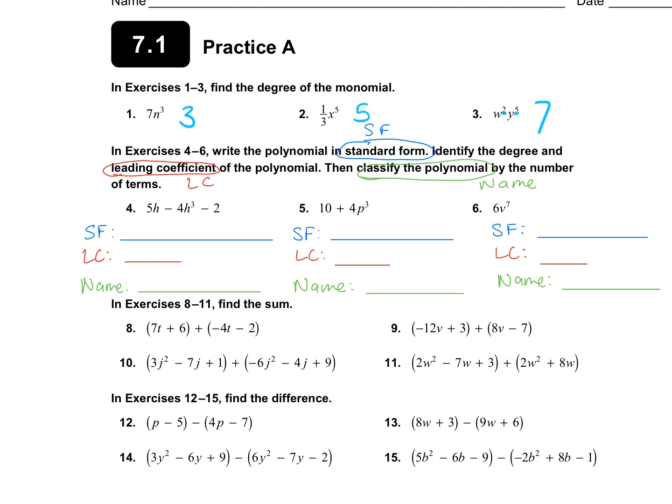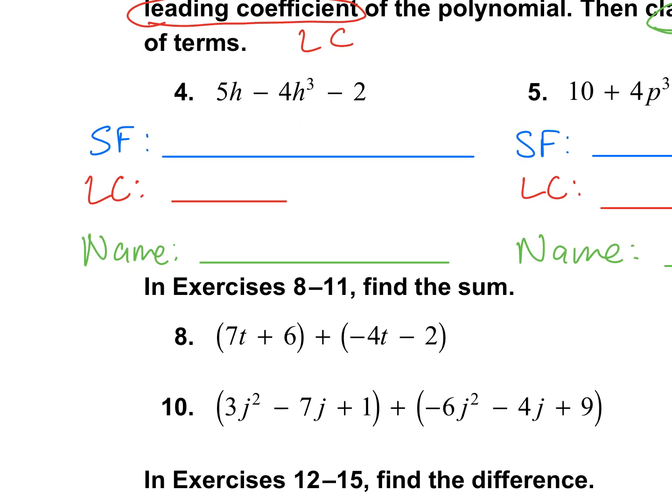All right, next we have to write the polynomial in standard form, identify it by the degree and the leading coefficient, and classify it by the name using the degree. So let's put it in standard form first. What would come first? Awesome. Negative 4h to the third power, then plus 5h minus 2. What's our leading coefficient? And then how many terms do we have? What do we call something with 3 terms? Trinomial.